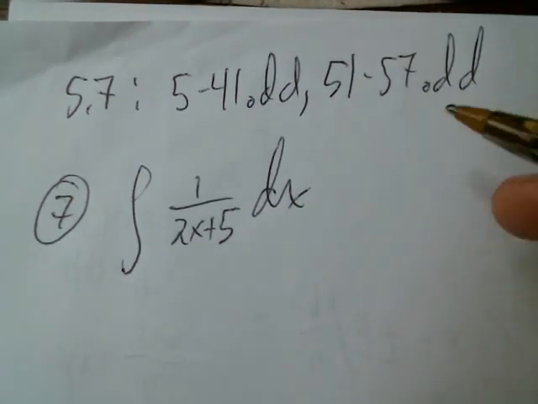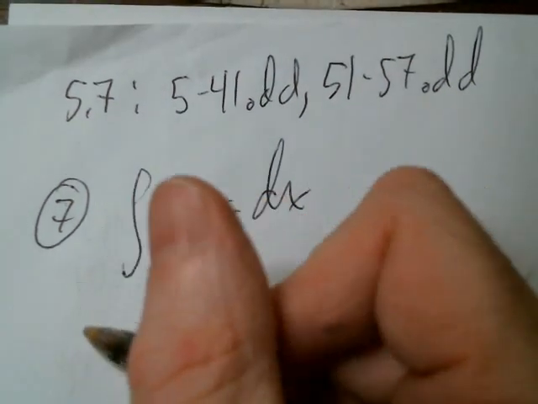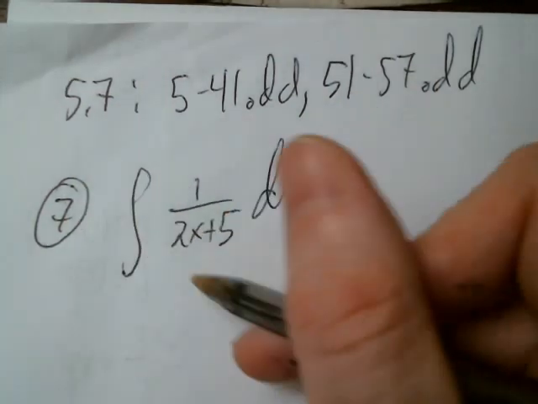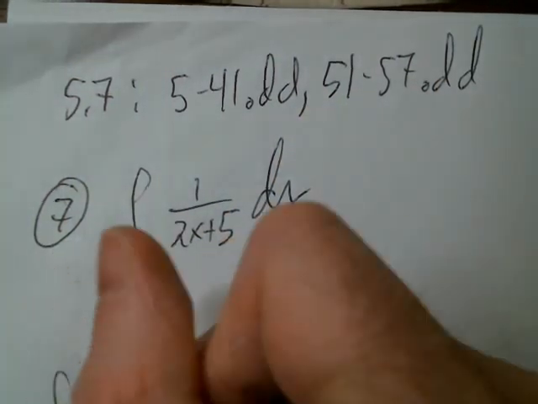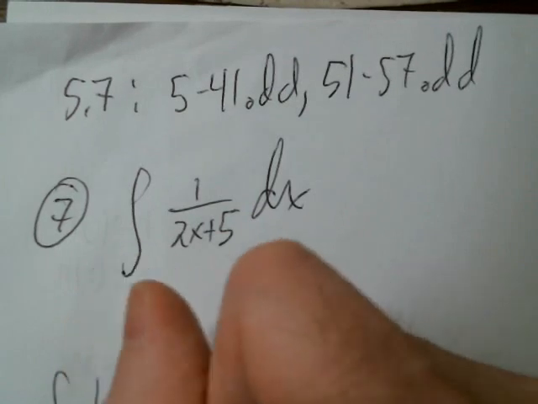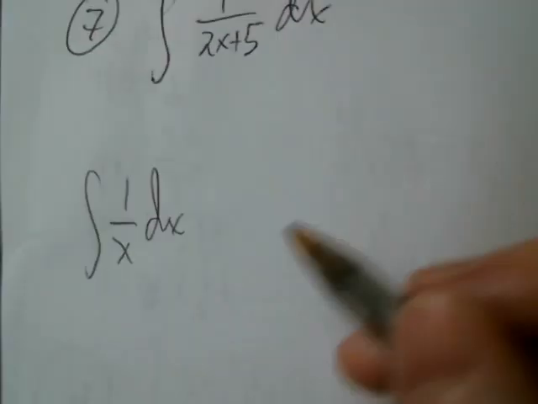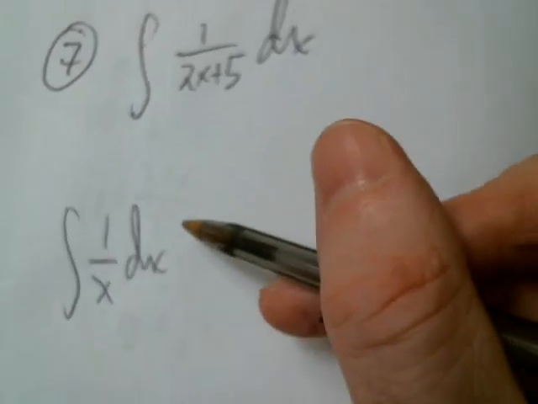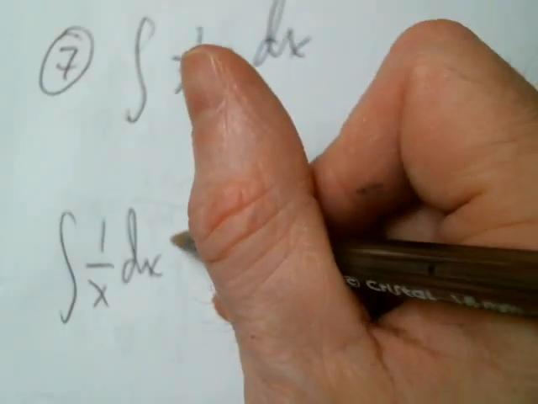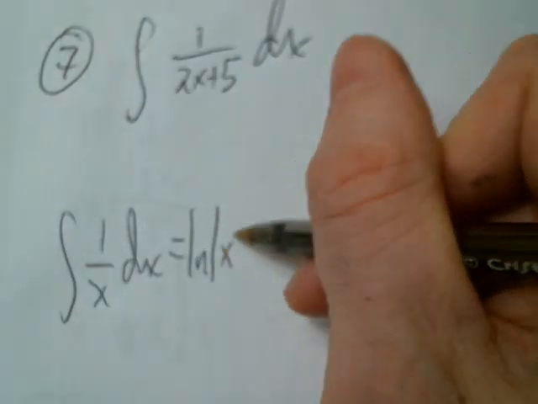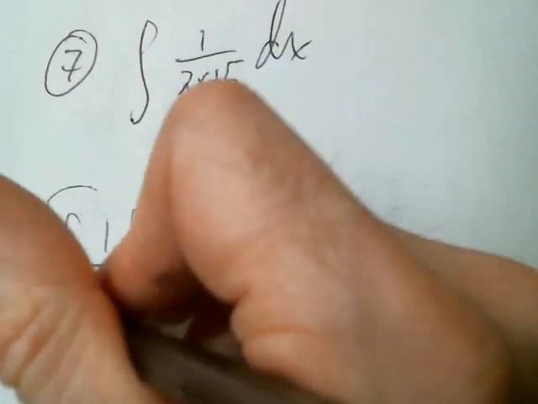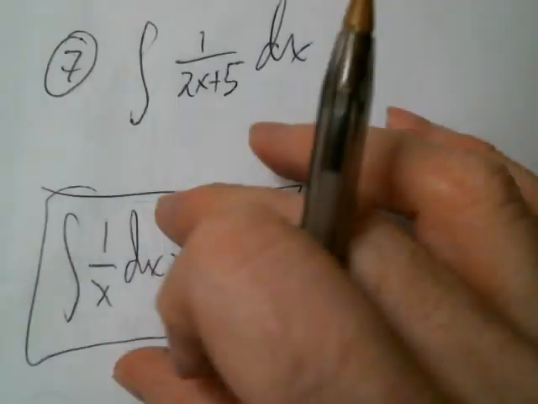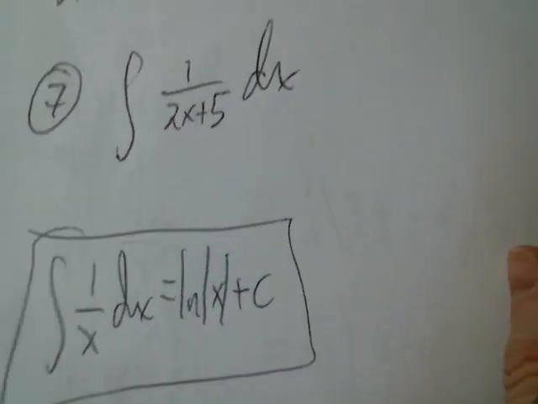The deal here is you want to identify a form. If it loosely has the form of the integral of 1 over something, hopefully you can pull off a u sub to put it into that form at least. And then the integral of that is the natural log of the absolute value of x plus c. That's the thing you need to have encoded in your brain.